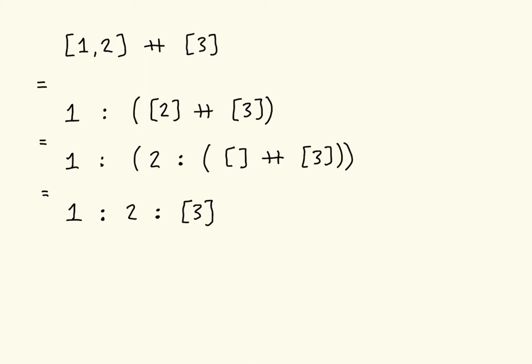Okay, so we're now done, and this is our final result, and this is just a kind of internal way in Haskell using the colon operator of writing the list 1, 2, 3, which is exactly what we expect from appending the two argument lists.